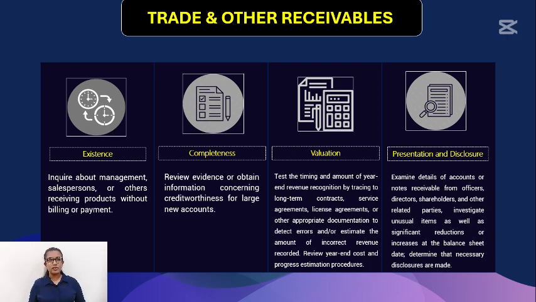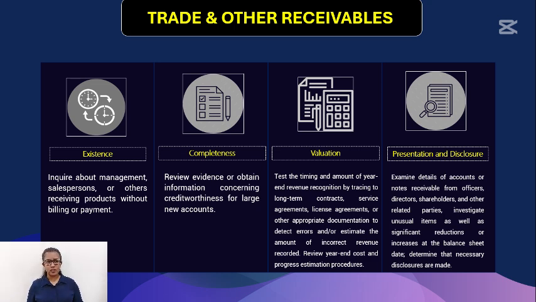Trade and other receivables are vital components of a company's financial statements and must be audited with precision to ensure accuracy and reliability. During an audit, we use verification and vouching methods to test the validity of these receivables. Verification involves examining documents such as account statements, contracts, and payment records to confirm that receivables exist and are properly recorded. Vouching, on the other hand, tracks recorded receivables back to original documents like invoices and delivery receipts to confirm their authenticity.